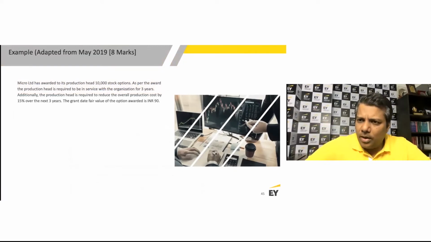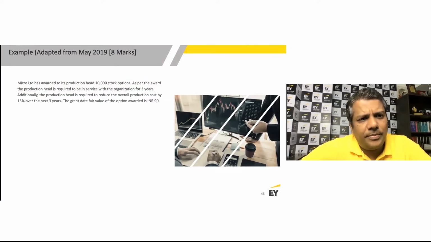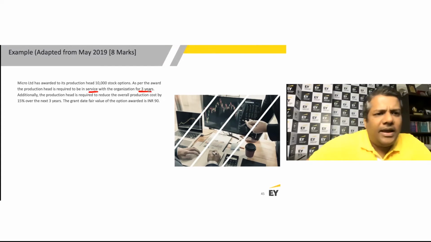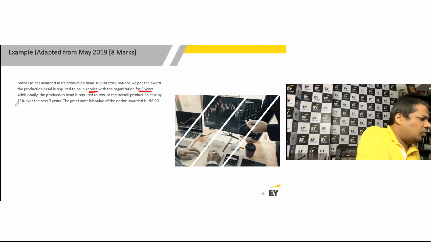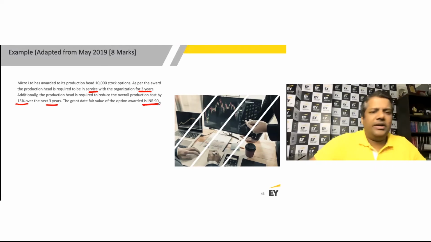For us to determine the total compensation cost, let's look at this example, which is again from May 2019. Micro Limited has awarded to its production head 10,000 stock options. As per the award, the production head is required to be in service with the organization for 3 years. So there's a service condition of 3 years. Additionally, the production head is required to reduce the overall production cost by 15% over the next 3 years, which is a non-market performance condition. The grant date fair value of the option awarded is INR 90.